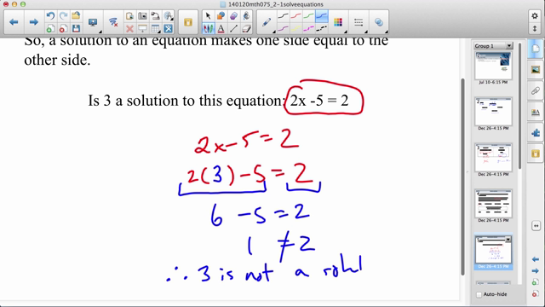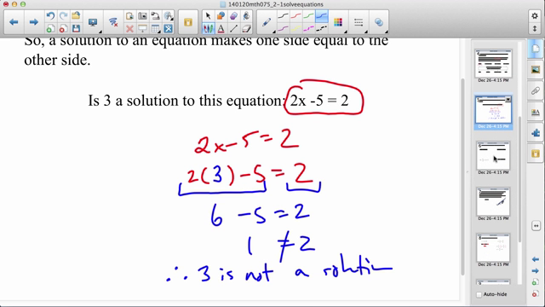And in this case here, all we're doing is trying to see if the number is a solution. We're not trying to actually solve it. We're just saying, is this a solution? Okay, here's a couple maybe that you can try.